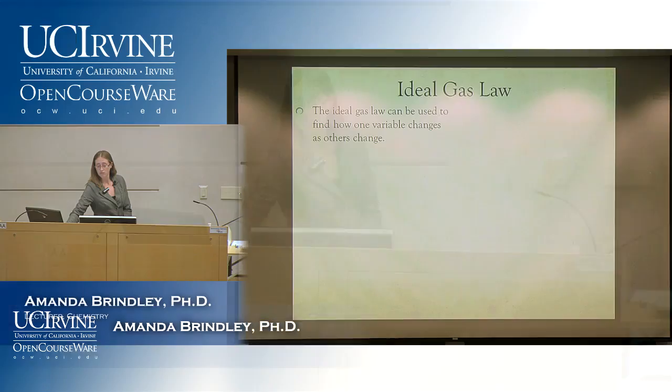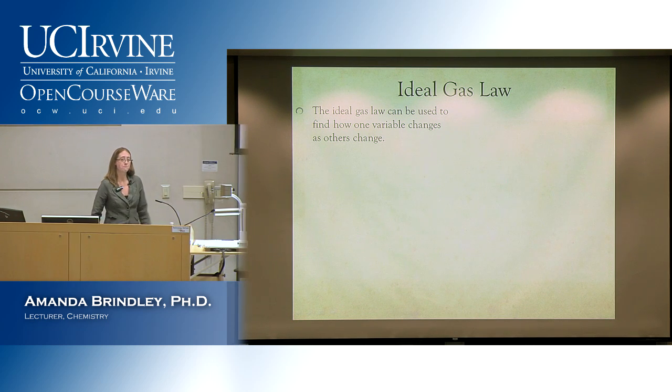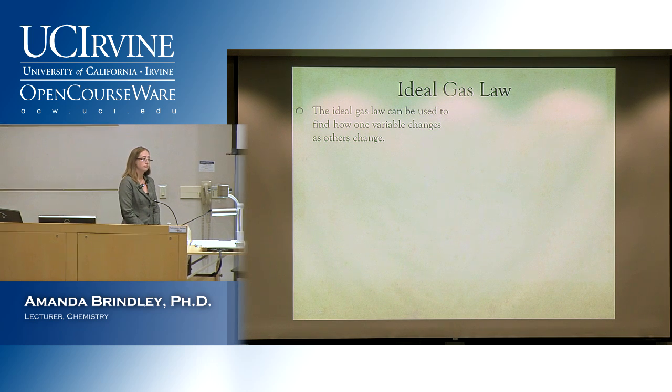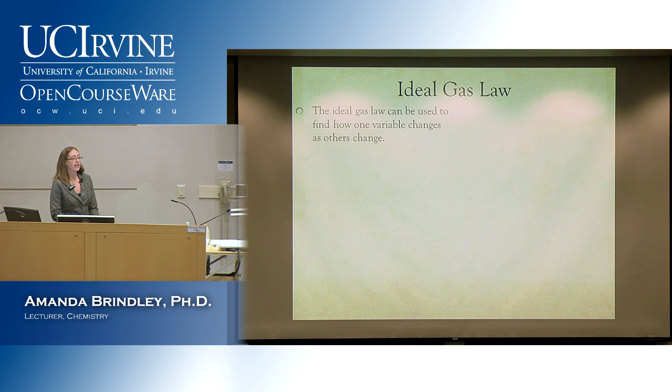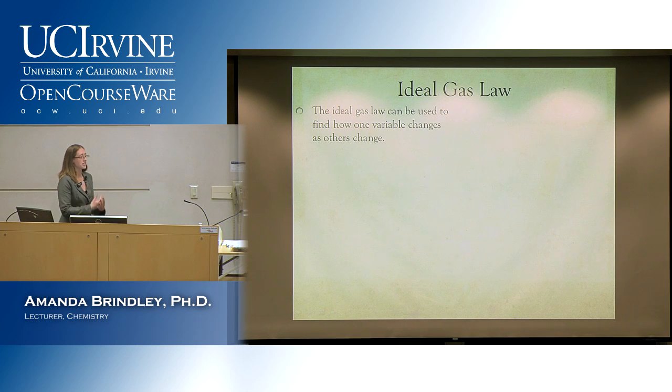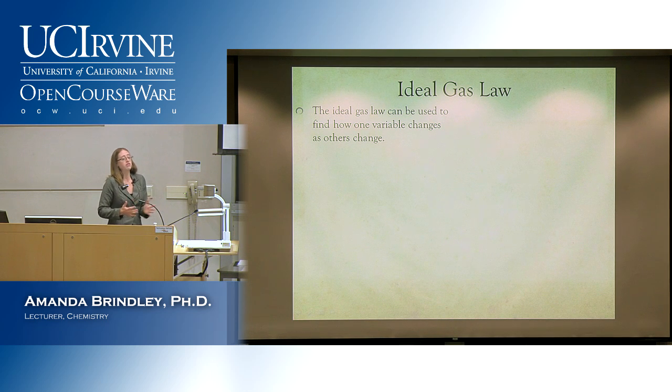Okay, so what we're going to start with is what we learned last time, which is PV equals nRT. We had talked about this, and we had done an example where we just had one set of conditions, where I gave you three of the conditions and asked you to solve for the other one. But that's useful for sure.